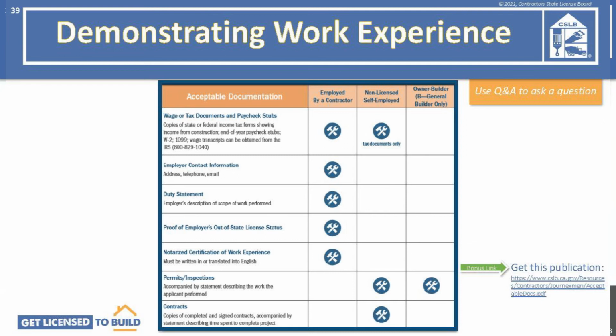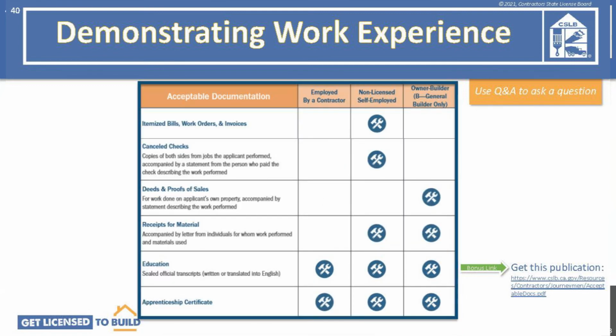On the lower right of the screen, you'll see a link to this publication on our website, along with additional information on experience documentation, in case you'd like to print it out. If you look at the chart, you can see that the first column is for documents that you can use to prove experience if you were employed by a contractor. The second column is for documenting your experience if you were self-employed. The third column is for documenting your experience if you were applying for a Class B general contractor and you need to use your owner-builder experience to meet the minimum requirements. So there's different items that you can use to prove that experience.